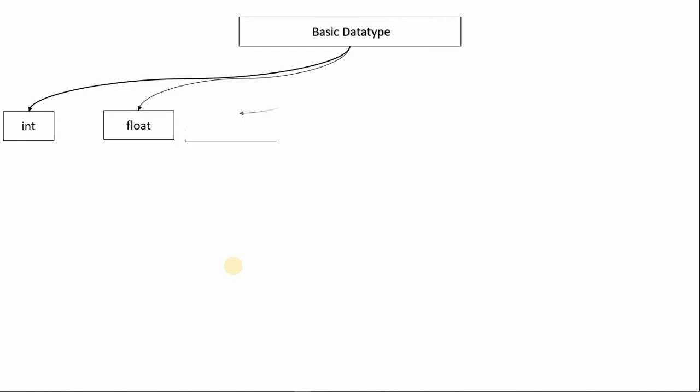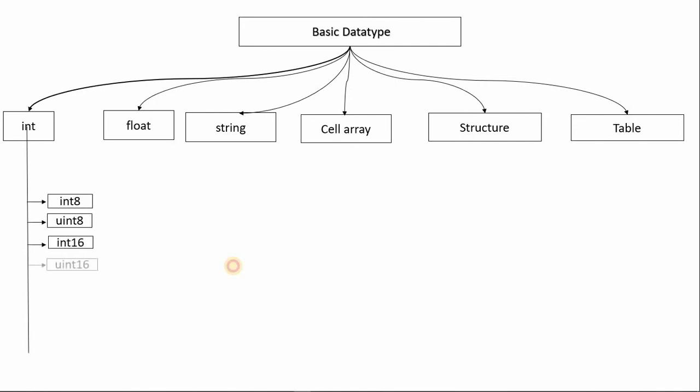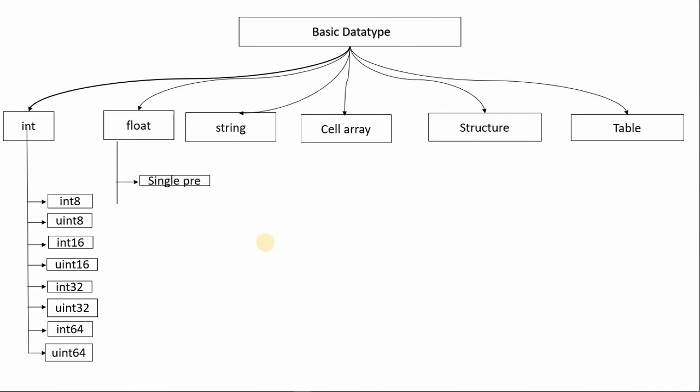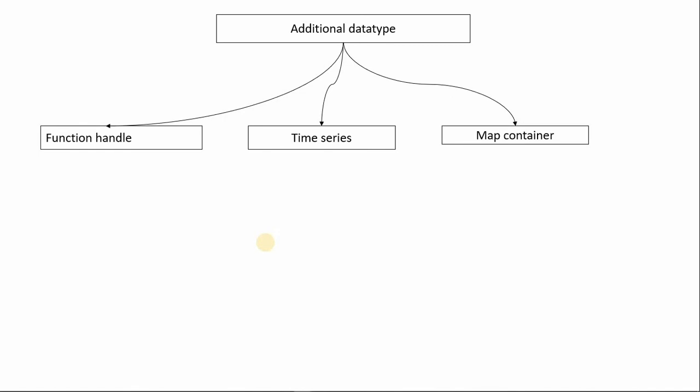First of all, some of the basic data types are integer, float, string, cell array, structure and table. Integer is also divided into different sections: int8, uint8, 16, up to 64. Float is divided into single precision as well as double precision. Now some additional data types: function handle, time series data, and last is the map container.